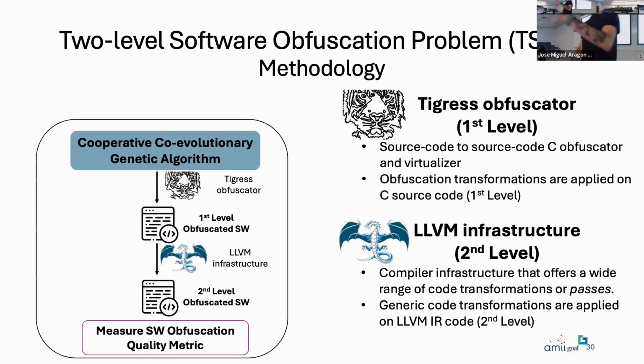So in this case, we have the Tigress obfuscator with its own set of obfuscation techniques that is going to be applied in the first level at the C source code level. After that, this resulting obfuscated C software is going to be obfuscated at the intermediate representation of LLVM level. So we have this two-level obfuscation method. The important thing here is that the second level is dependent on the result of the first level.